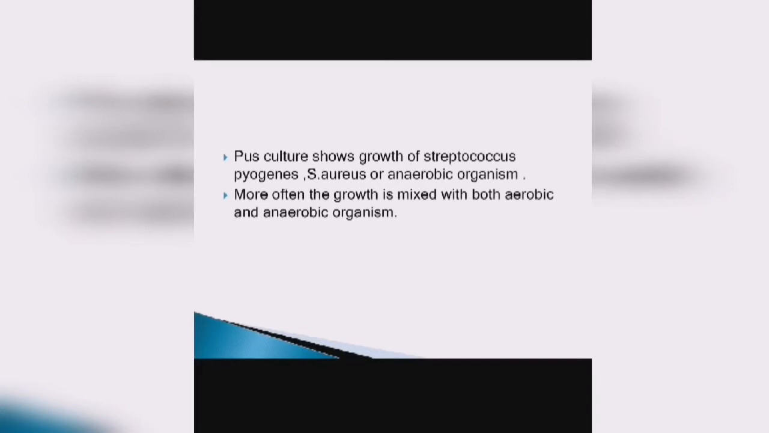Now, pus culture shows growth of streptococcus, Staphylococcus aureus, and anaerobic organisms, which are the most common in tonsillitis. More often the growth is mixed with both aerobic and anaerobic organisms.